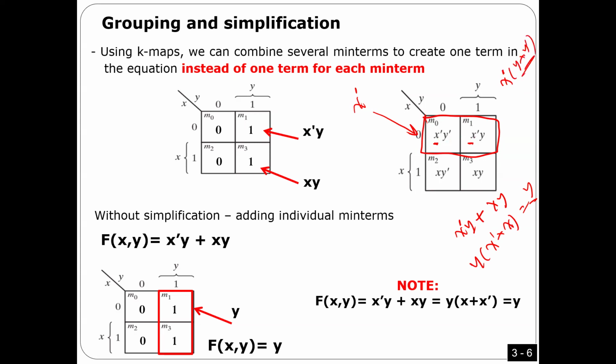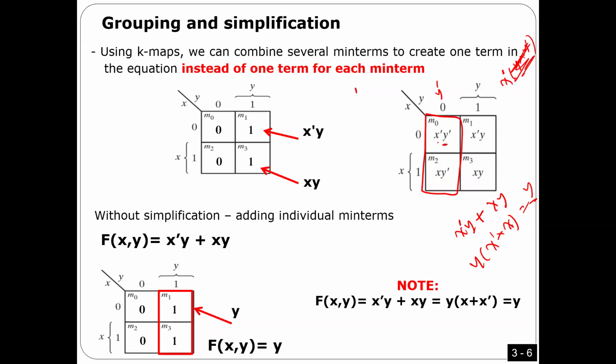Y or y prime is actually 1. You understand what I'm saying? Same thing here. If the two ones, if I have a group here this way, this is in the area of y prime. So this term should equal y prime.